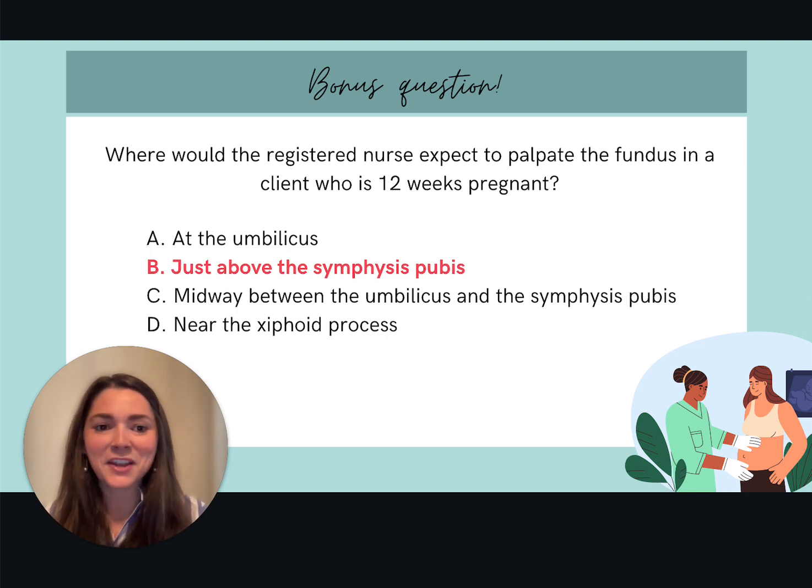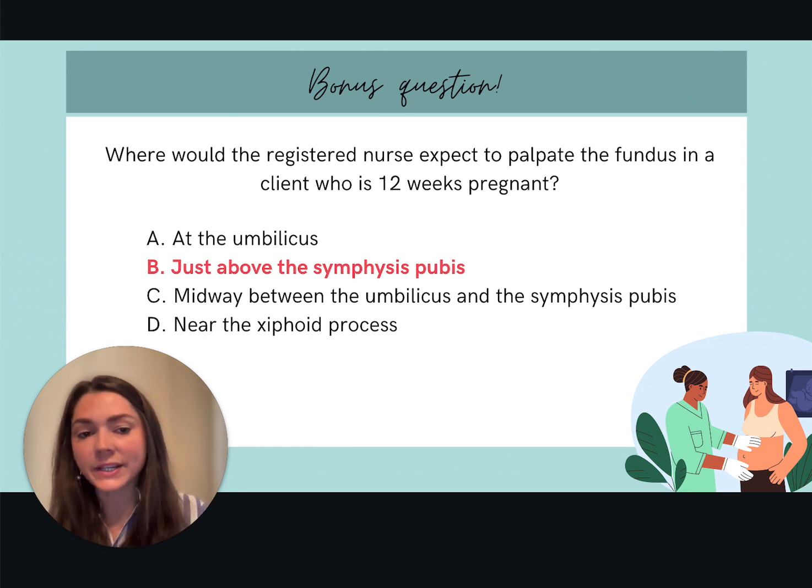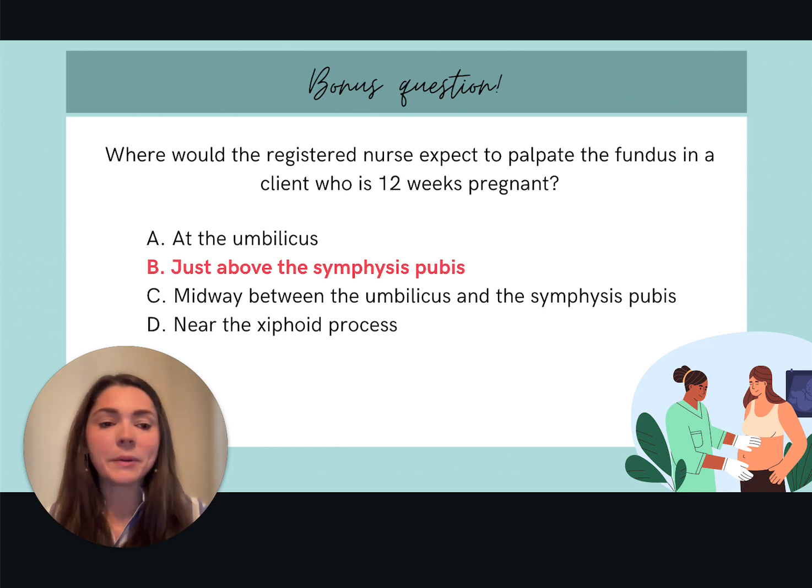Let's break this down. First, what is a fundus? A fundus is the top part of the uterus. So at 12 weeks, we would expect to see the top of the uterus, the fundus, at the symphysis pubis. Around 15 weeks, give or take 1 or 2 weeks, we would expect to see the fundus midway between the umbilicus and the symphysis pubis. At 20 weeks, we would expect that fundus to be at the umbilicus or right at that belly button. And then finally, at full term, around 40 weeks, we would expect the fundus to be right around the xiphoid process.